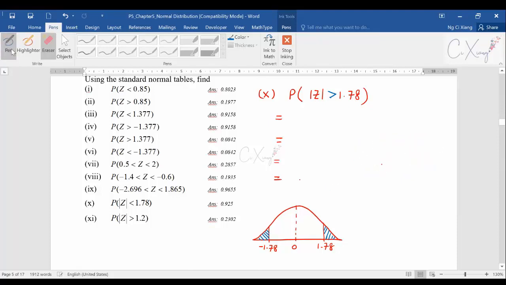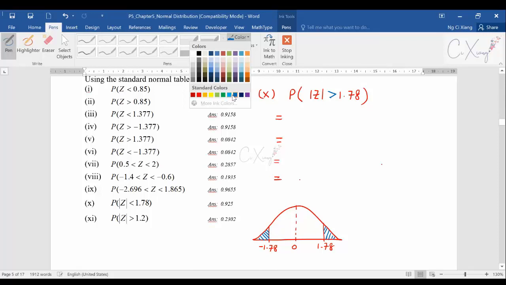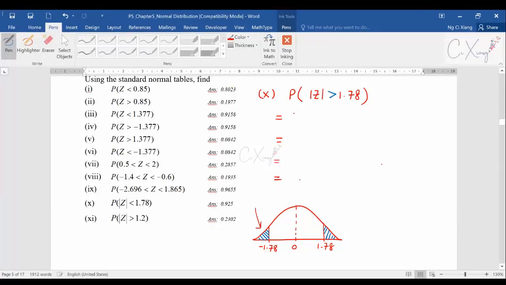for this modulus example. So if you want to find out this area, you write z smaller than negative 1.78. Then for this area, you want to find z greater than 1.78, plus modulus. So you find out these two values separately, okay?